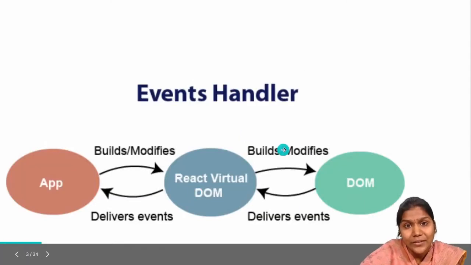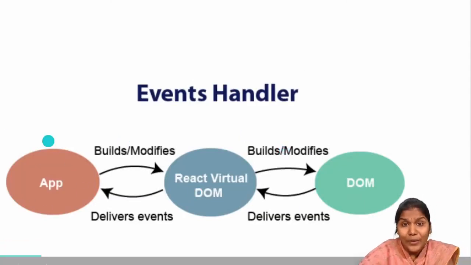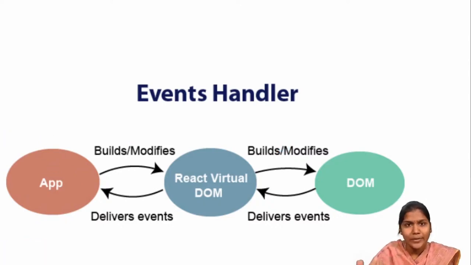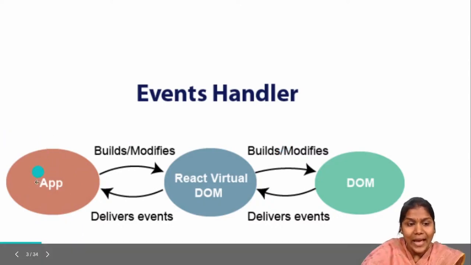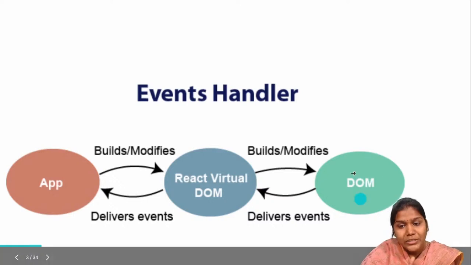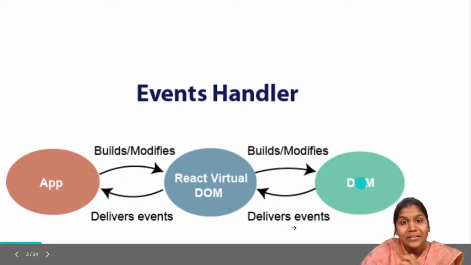So how is an event going to be handled? Our application, what is our application? Suppose any hello world application, okay? That app.js file is there, right? So that data will be sent first to the virtual DOM, the React virtual DOM. This will first modify and change the data in the DOM. Now this DOM, what will it do? It will deliver the event, whatever event we have modified, the modified event will be delivered.